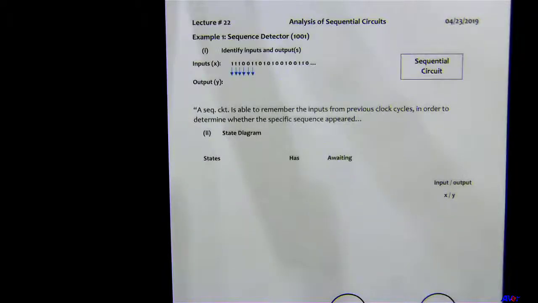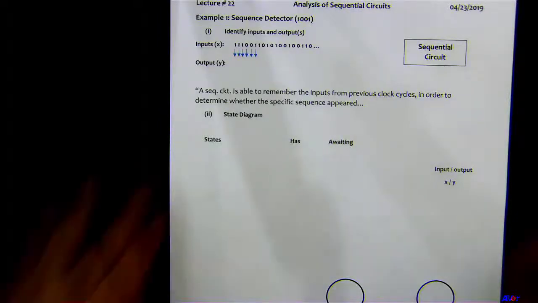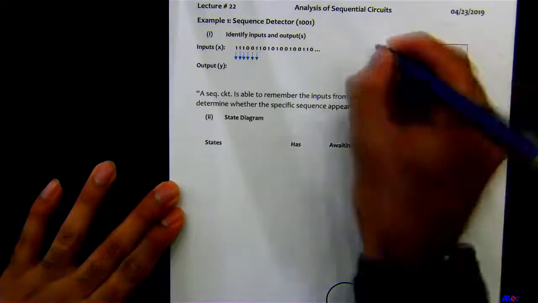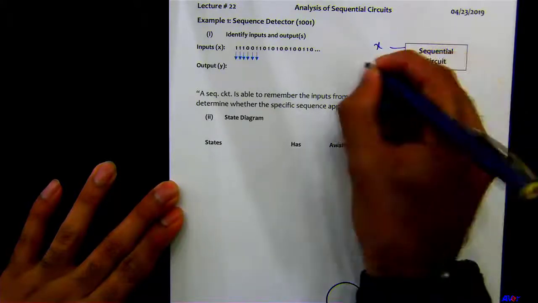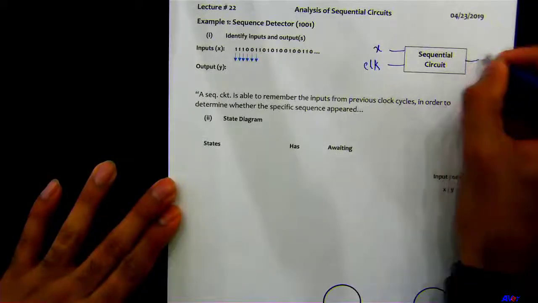Okay, all right. So, sequence detector. There's going to be a series of bits going into the sequential circuit, and it's going to look for the sequence 1001. When it detects that sequence, the output is going to go high. So we have an input right here, say this is your X. You're going to have the clock here, and then we have the output here.